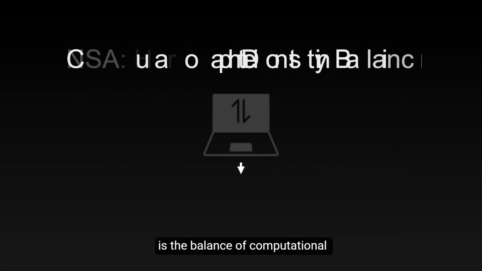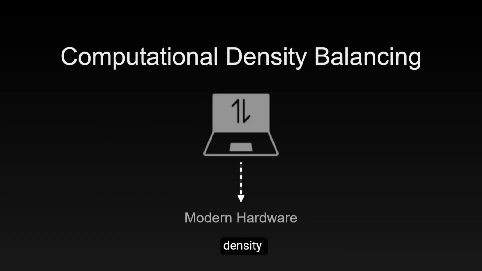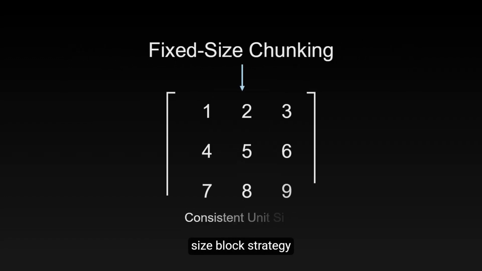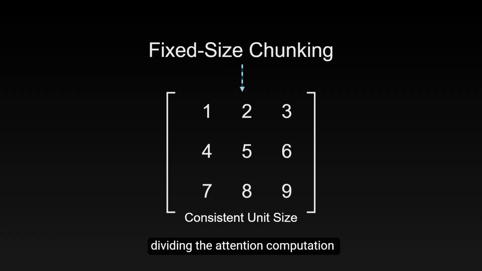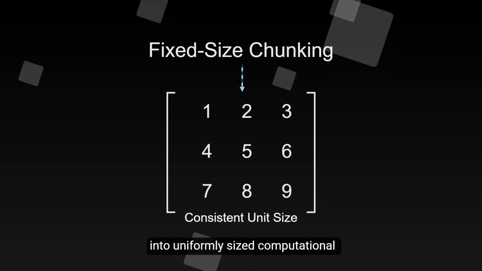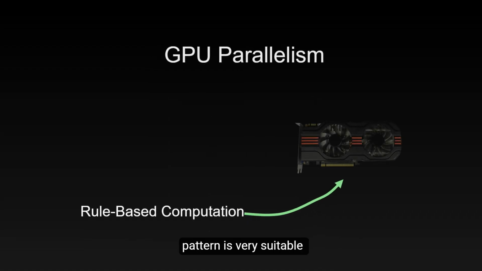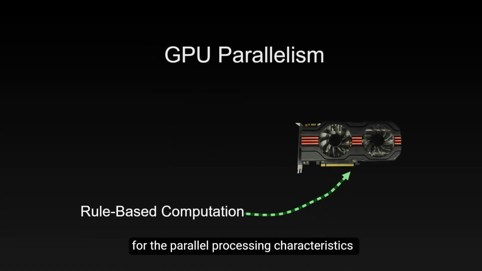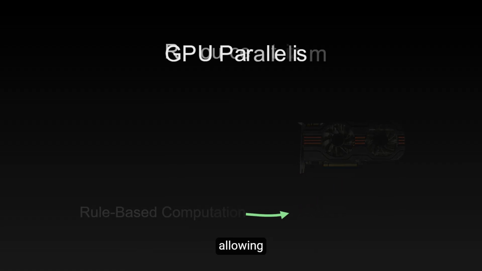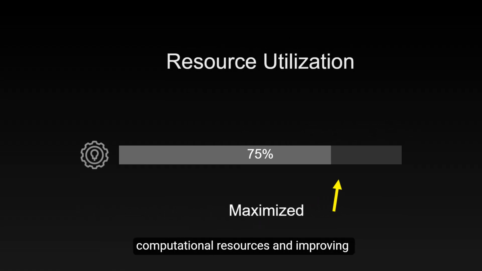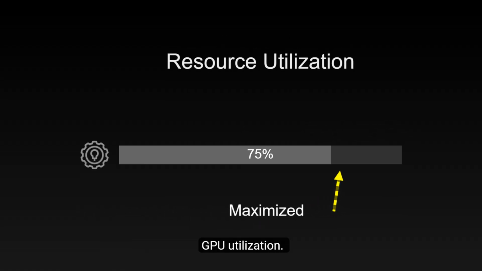First is the balance of computational density. NSA adopts a fixed-size block strategy, dividing the attention computation into uniformly sized computational units. This regular computational pattern is very suitable for the parallel processing characteristics of GPUs, allowing for full utilization of computational resources and improving GPU utilization.